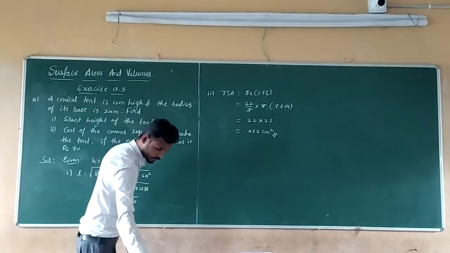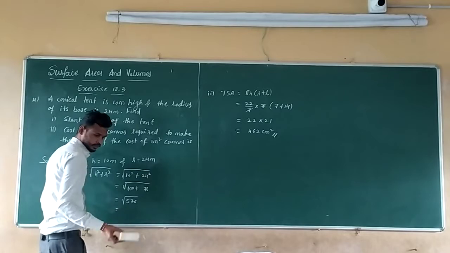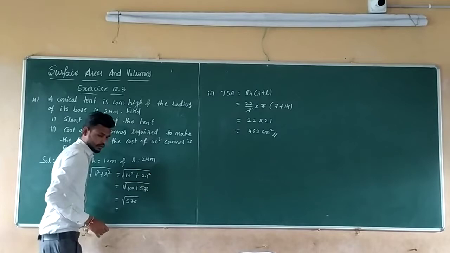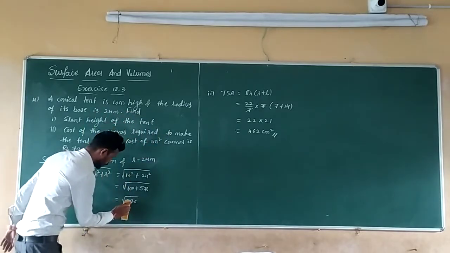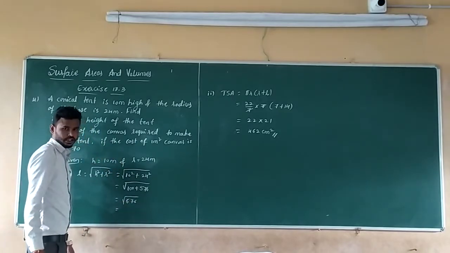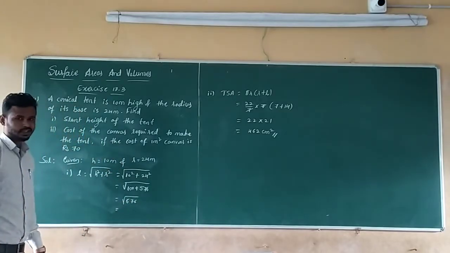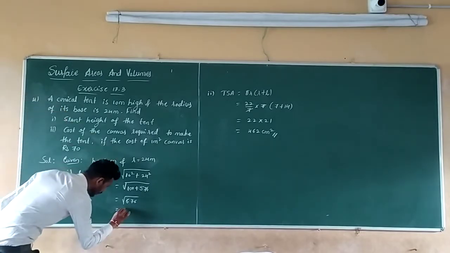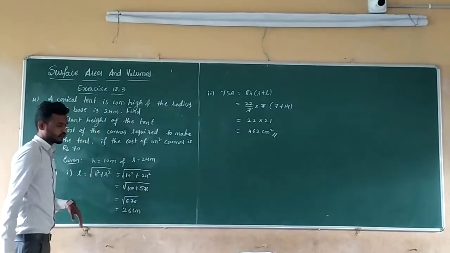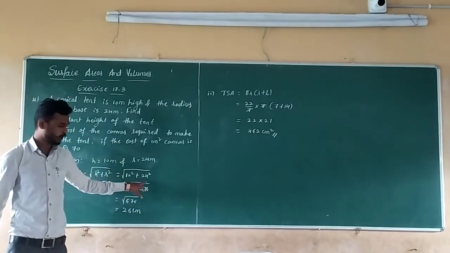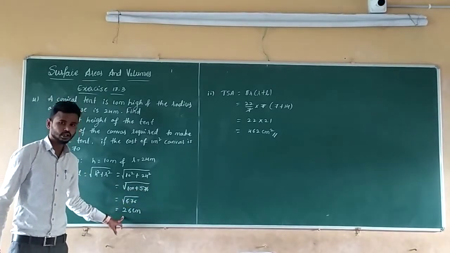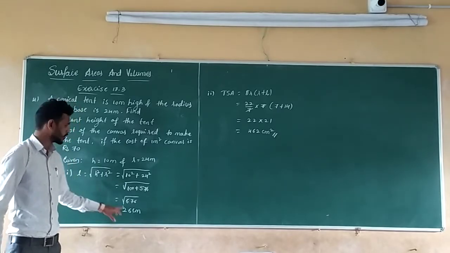So 24 square is 576, and 100 plus 576 will become 676. Square root of 676, how much will you get? 26 meters. This is the slant height.